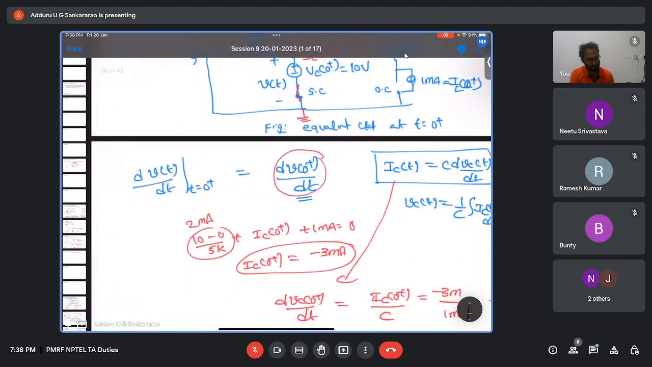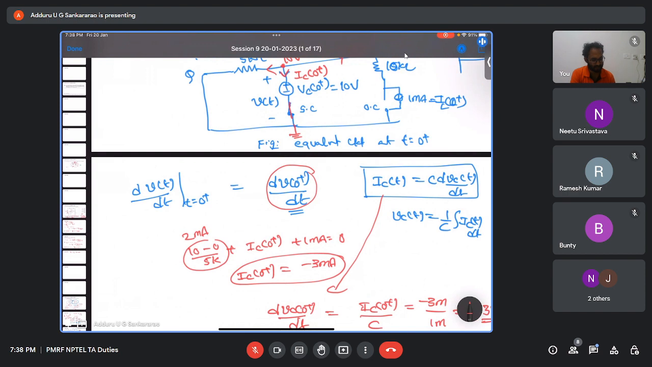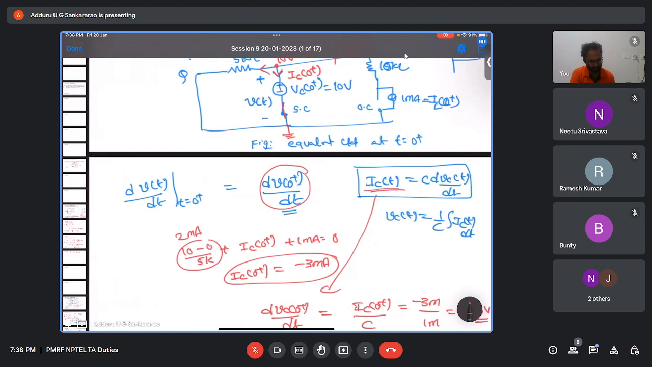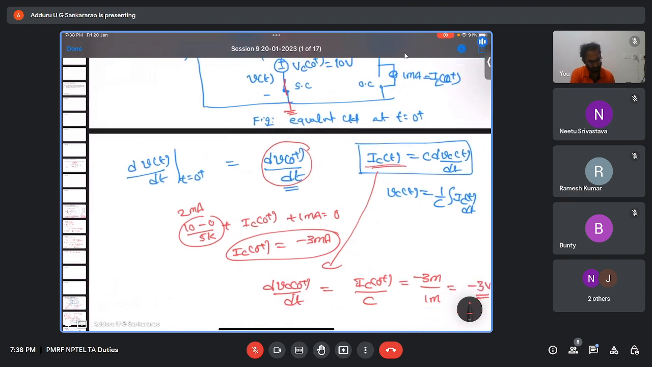So for what we want, you just need to find IC of 0 plus. Once you get IC of 0 plus, then IC by C is nothing but the required answer. Any doubts from this?